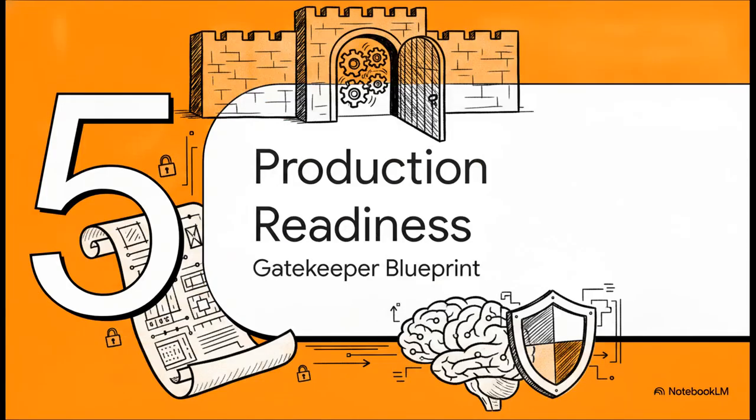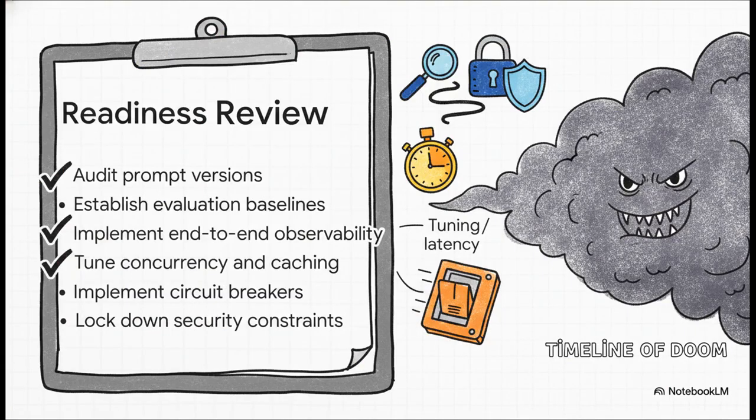Which brings us to our final section, Section 5, the Production Readiness Review, your gatekeeper blueprint. So how do we actually prevent that entire timeline of doom? The answer is not just writing better code on the fly. It's establishing a rigid gatekeeper. Engineering teams need a structured blueprint before they ever ship an LLM system. We call this the Production Readiness Review. It's a rigorous visual checklist covering every single gap type we've discussed today.